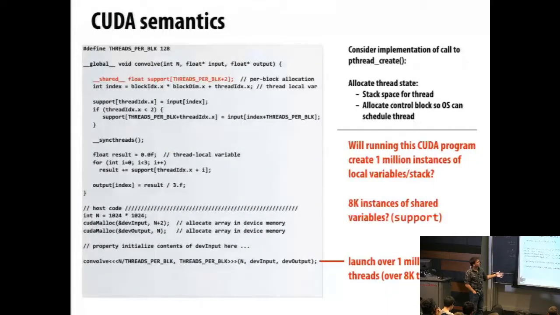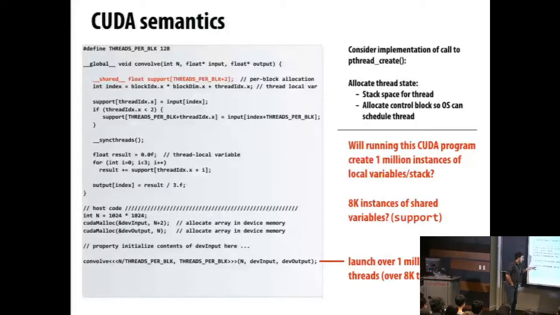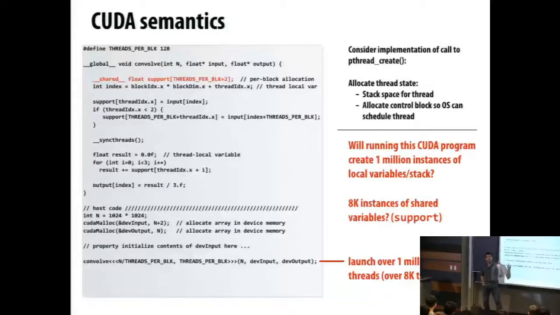So do you think that the implementation of these semantics is the same as how maybe a pthread library or an operating system handles its threads? Apparently not, because I'm strongly hinting at it. So how might you implement this? I want to create 1 million CUDA threads.